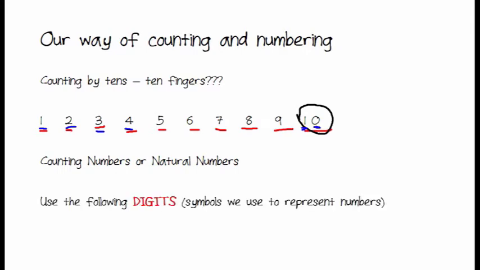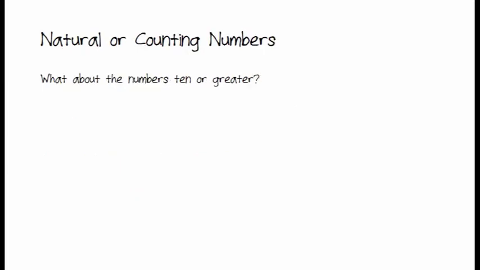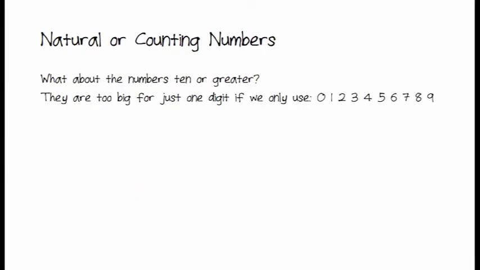What's that all about? The counting numbers that we use all use the following digits: a 0, 1, 2, 3, 4, 5, 6, 7, 8, and 9. What happens though when we get to 10? We don't have any more symbols, so we have to do something else, and what we do is we combine the symbols. So what about the numbers 10 or greater? They're too big for just one symbol if we only use 0, 1, 2, 3, 4, 5, 6, 7, 8, or 9. So we have to do something else that allows us to combine these symbols to represent those bigger numbers. And what we do is we group the numbers by tens.